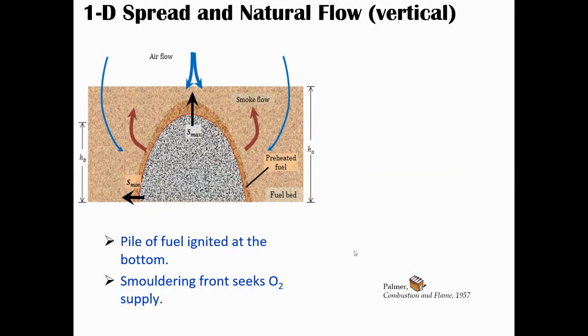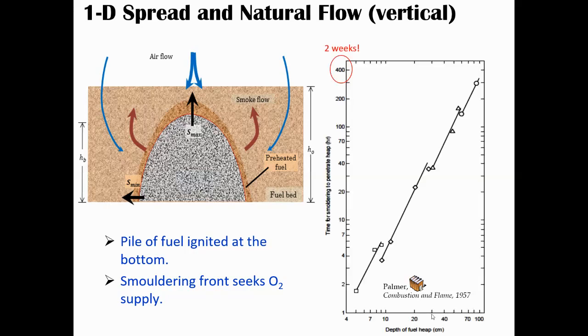We also look into one-dimensional spread in the vertical direction, because of natural convection, not because of forced flow. There's this very nice set of experiments conducted in 1957, published in the first volume of Combustion and Flame by Palmer in the UK. He was doing piles of biomass, igniting at the bottom of a pile and waiting for the fire to appear on the top. He saw very clearly that the fire was always burning in the direction of the free surface. It was seeking the oxygen. So by diffusion, the arrival of oxygen was accelerating the process, and as it got closer to the free surface, it was accelerating.